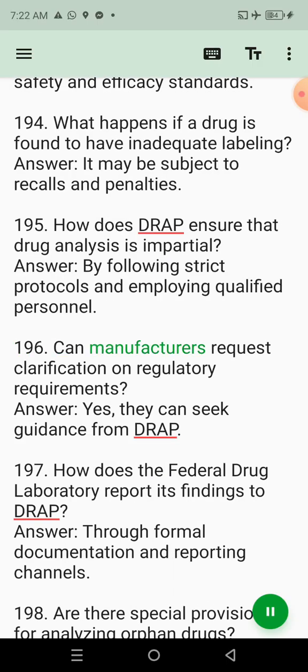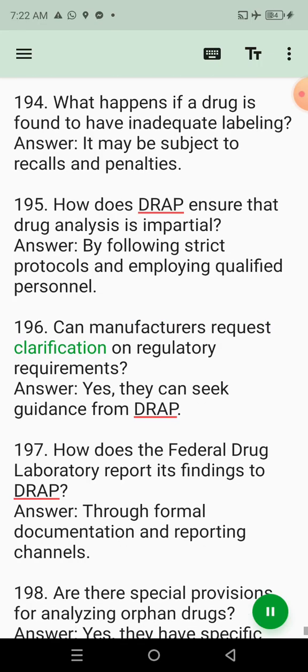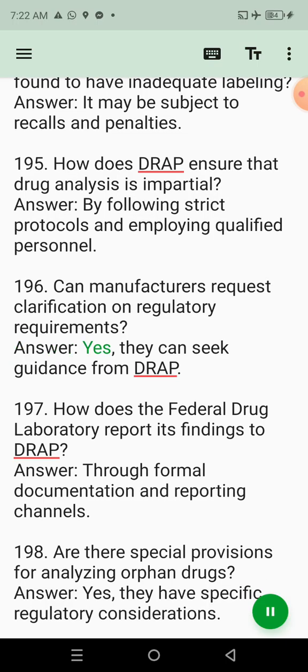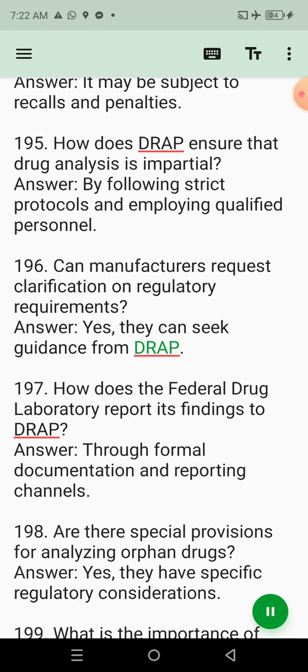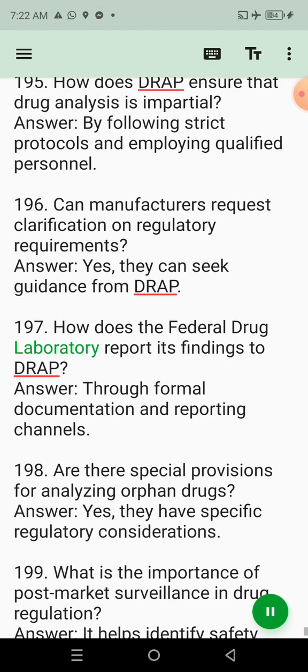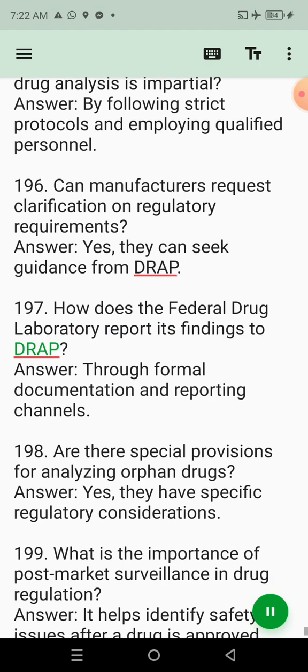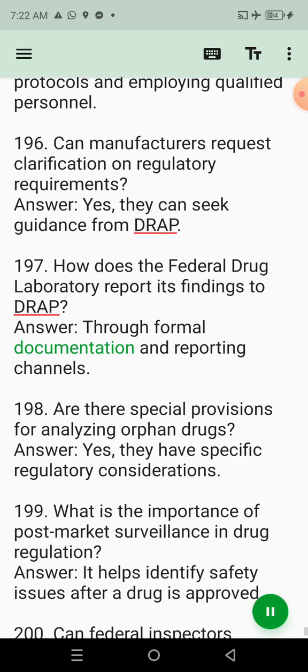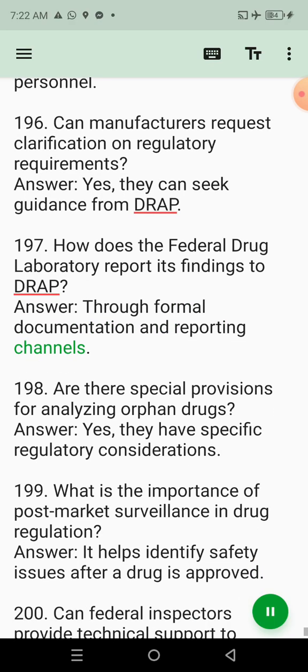196. Can manufacturers request clarification on regulatory requirements? Answer: yes, they can seek guidance from DRAP. 197. How does the Federal Drug Laboratory report its findings to DRAP? Answer: through formal documentation and reporting channels.